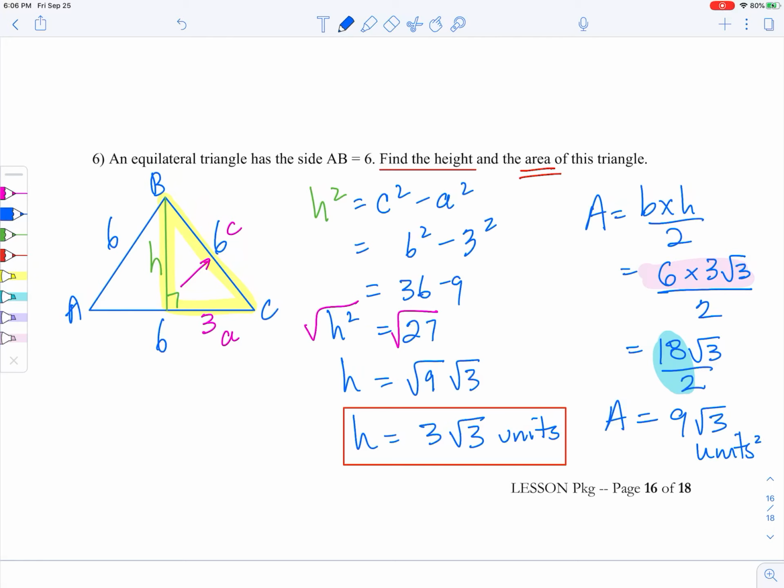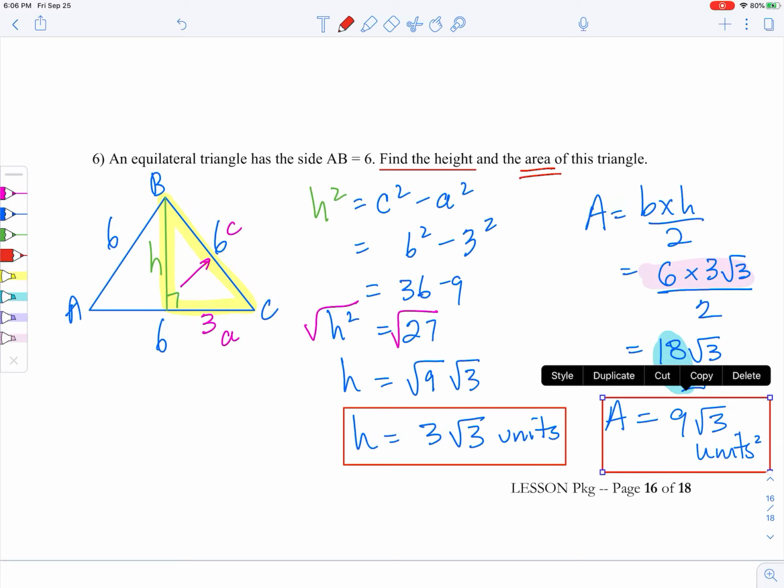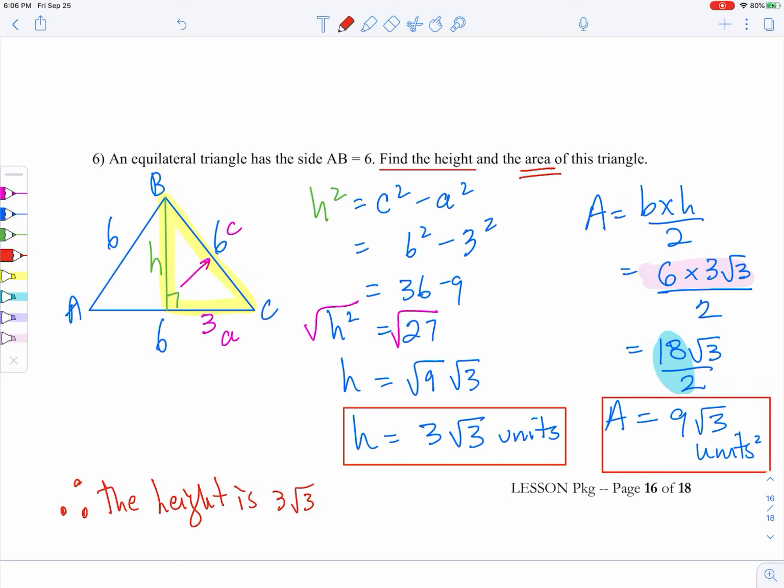And area is always in units squared. So the area is in units squared. Because it was asked in words, we'll answer in words. Therefore, the height is 3 root 3 units. The area is 9 root 3 units squared.